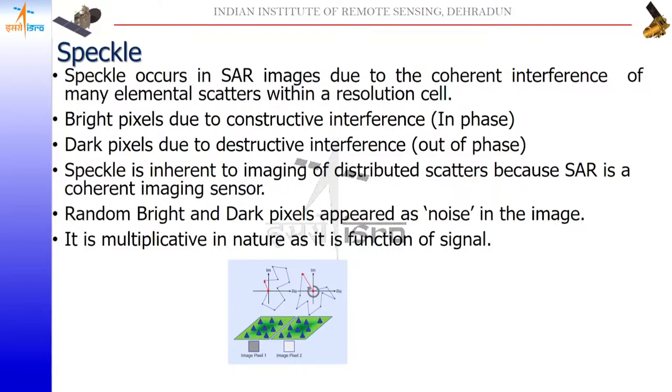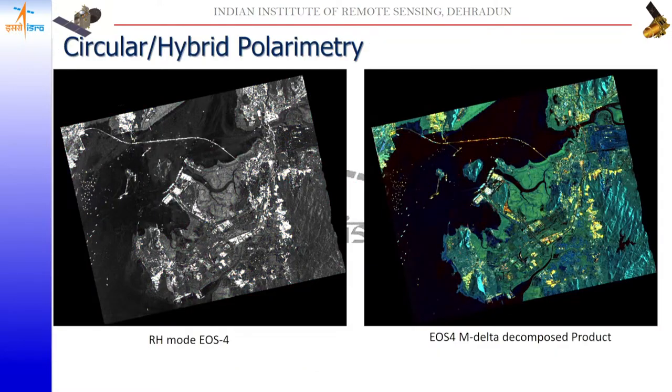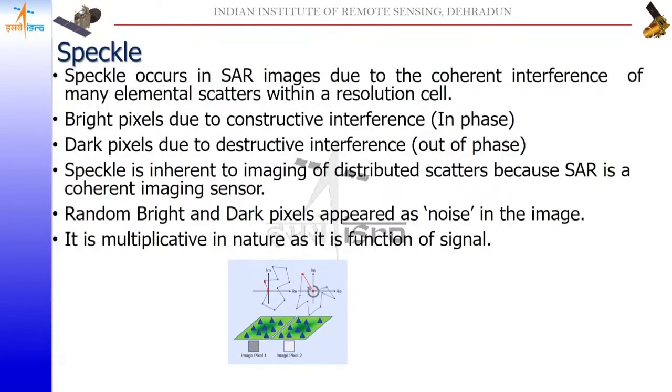In polarimetry, either full polarimetry or hybrid polarimetry, we have to do some type of speckle filtering. In these images we have not applied any speckle filtering. We have a special class of speckle filters. Already I have told you what speckle is.